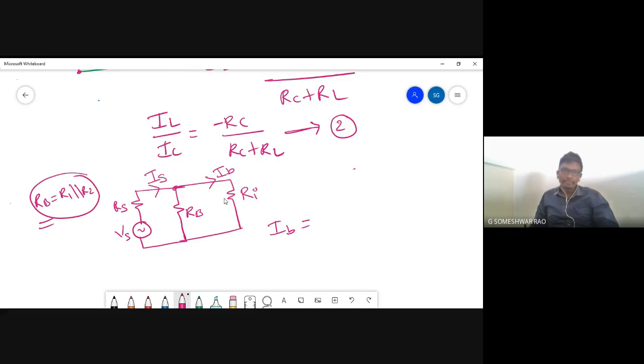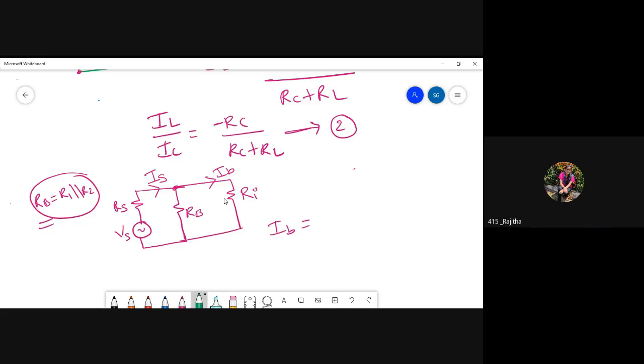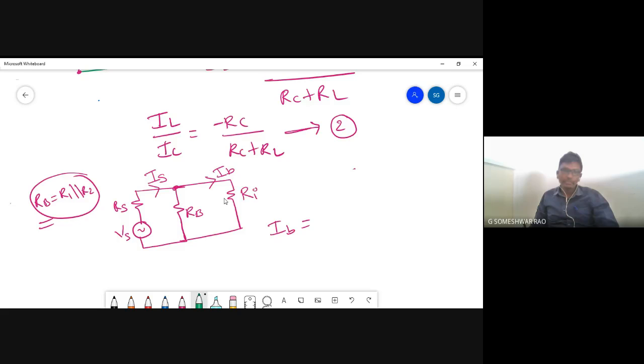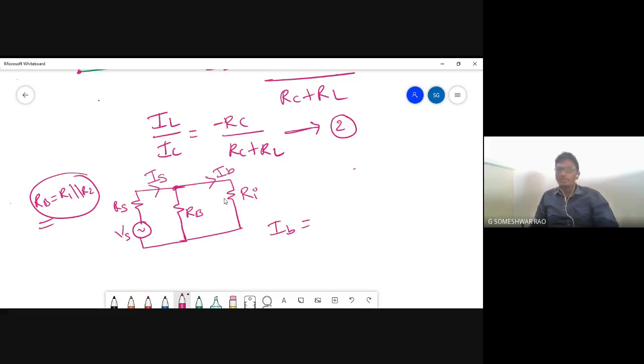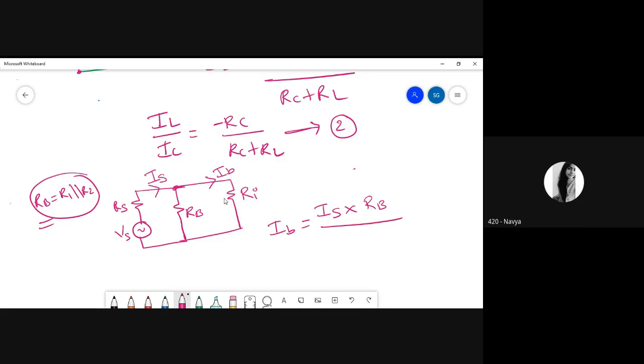Does it make sense, what you are saying? Yes, sir. What is IB now? IB is equal to IS into RB by RB plus RI. R1 plus RB. Sir, RB plus RI, sir.